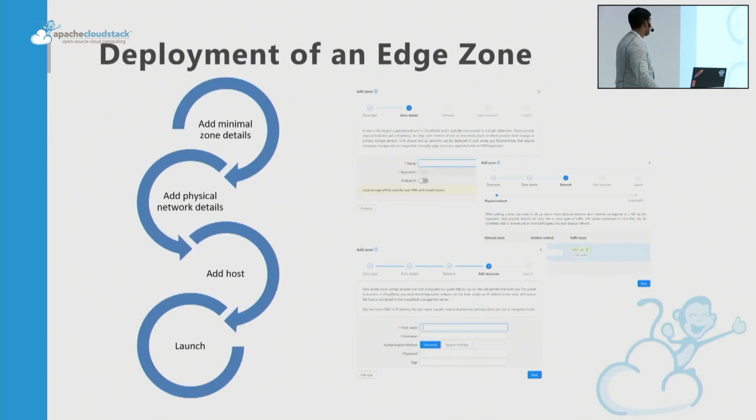Next, deployment of an edge zone in terms of UI. It would look like adding minimum zone details like name. In future, maybe hypervisor. Currently, it is limited to a particular hypervisor, KVM. We will talk about that later. Adding network details, minimum details like VLAN for physical network guest traffic. Then directly going into adding host for the zone. So it would make deployment much more simple.